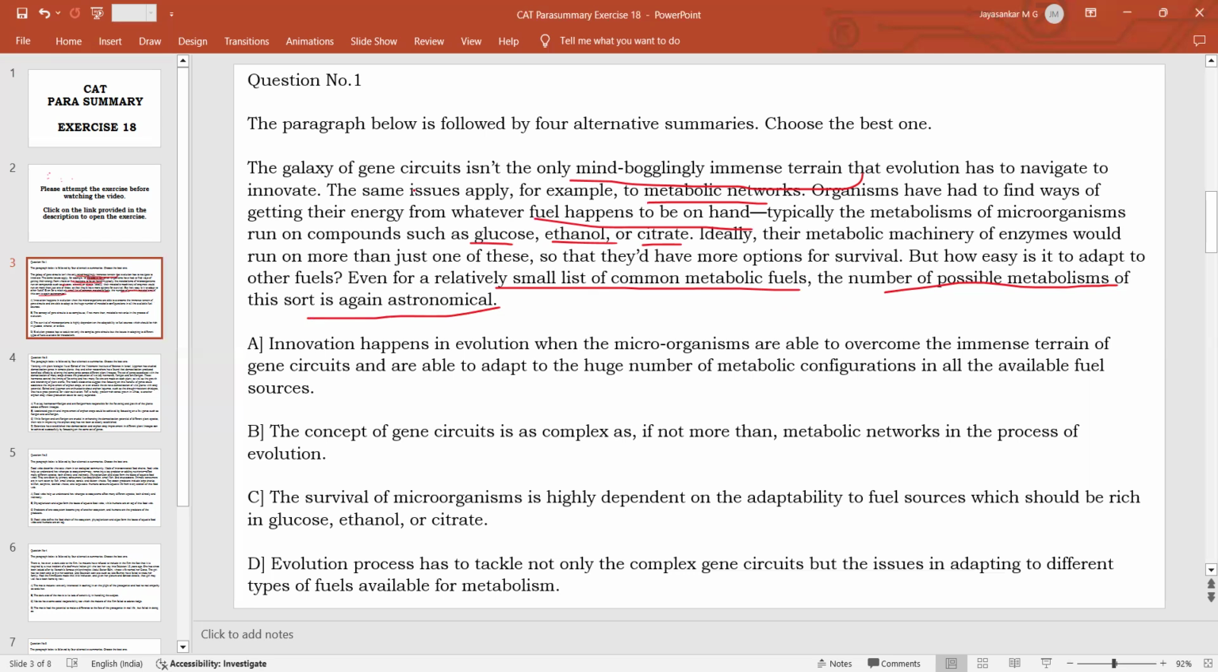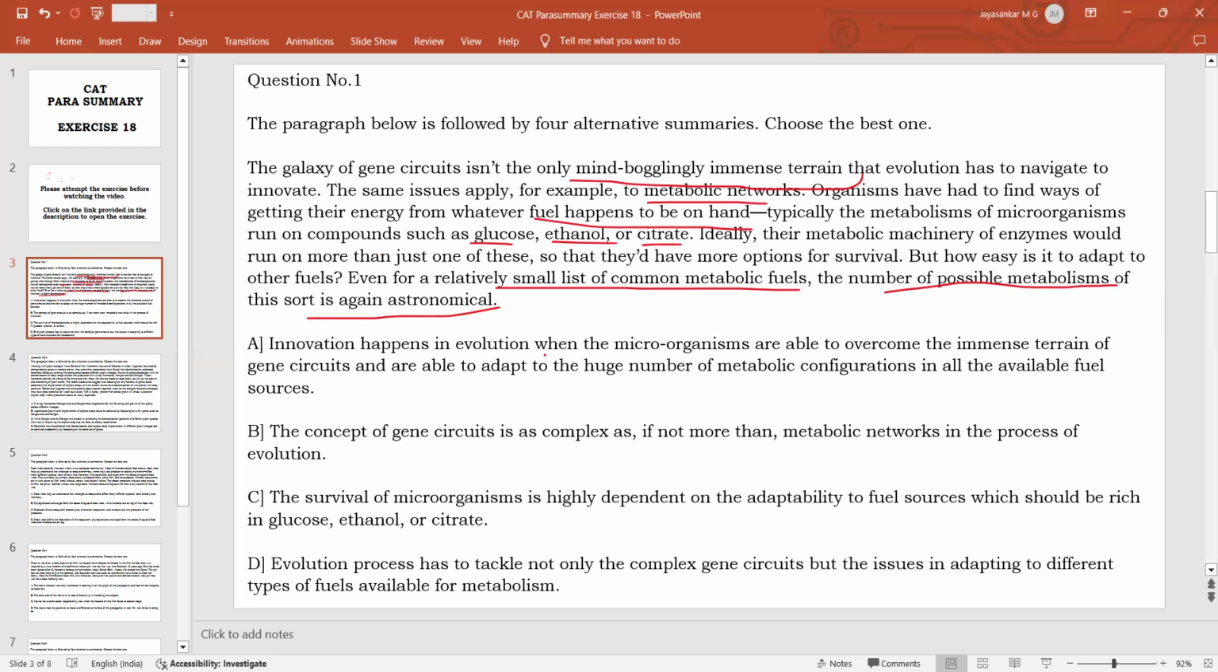So the passage is basically talking about the configuration of metabolic networks or metabolic combinations that will have to be tackled when microorganisms learn to adapt to other forms of fuel, which are different from the three common or basic compounds like glucose, ethanol, and citrate. This is the essence of the passage. Once you understand the essence, the answer becomes very easy.